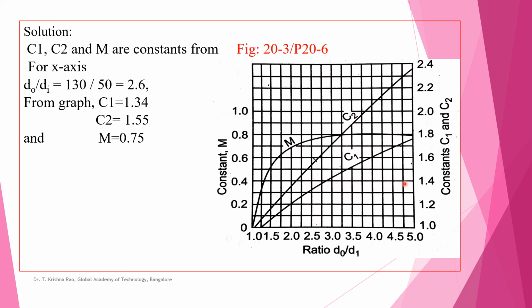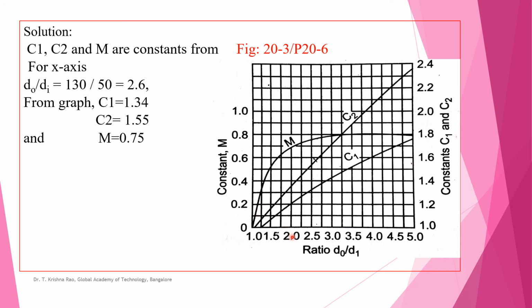C1 we take on the right side. It comes somewhere here. So 1.2, 1.3, 1.4, slightly more than 1.4. For 2.6 it comes somewhere here. So the value of C1 will be 1.34. I have taken it approximately. It is more than 1.3, less than 1.4. Similarly, the same 2.6, somewhere here, touch the C2 line and read C2 somewhere here. It comes to 1.55. 1.5 is the line without number, slightly more than that, somewhere here, 1.55.